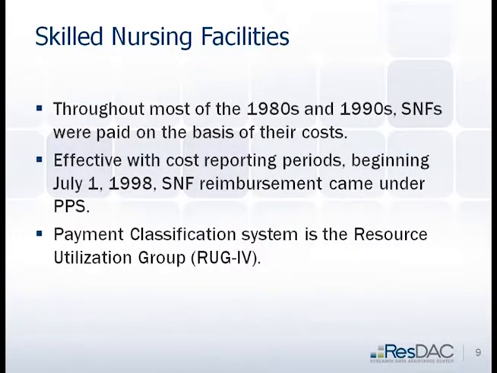Skilled nursing facilities. I heard several of you are interested in looking at post-acute care. Again, most often historically the SNFs were paid on basis of their costs. However, they too were one of the earlier institutions that got switched over to a PPS system. That actually started July 1st, 1998. The payment classification system for skilled nursing facilities is something called a RUG, a Resource Utilization Group. We're now up to RUG 4s. So it started out as 1, and we're now at version 4.